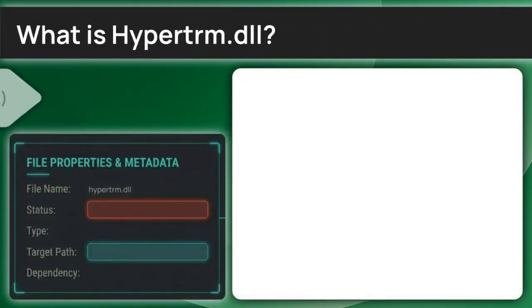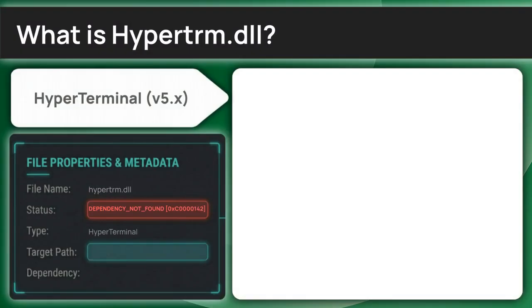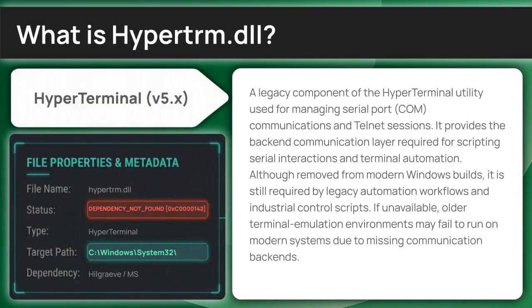This is the HyperTerminal module, a legacy component of the HyperTerminal utility used for managing serial port, COM, communications, and Telnet sessions. It provides the backend communication layer required for scripting serial interactions and terminal automation. Although removed from modern Windows builds, it is still required by legacy automation workflows and industrial control scripts. If unavailable, older terminal emulation environments may fail to run on modern systems due to missing communication backends.